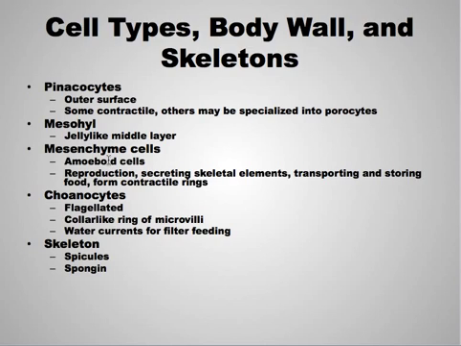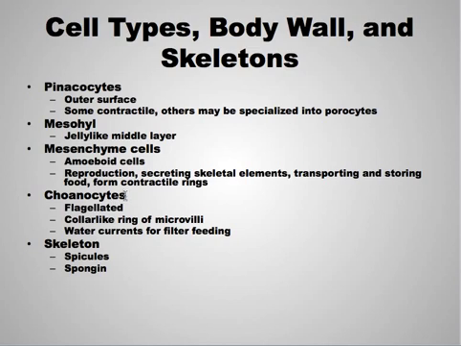Then we have what's called the mesohyl. That's just a jelly-like middle layer. Then we have the mesenchyme cells. These cells look like little amoeboids, and they are for a variety of purposes, not the least of which is reproduction. They also secrete skeletal elements, which are called spicules in the sponges. They also transport and store food. They have a variety of purposes.